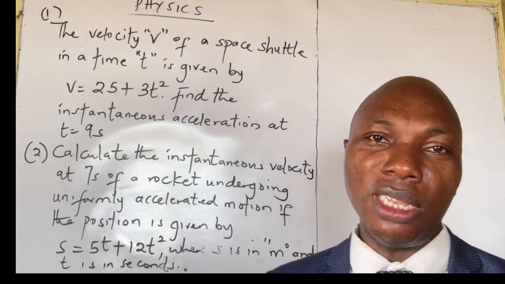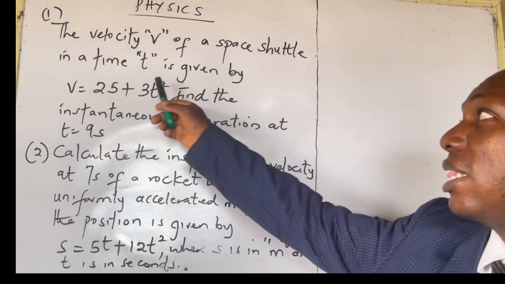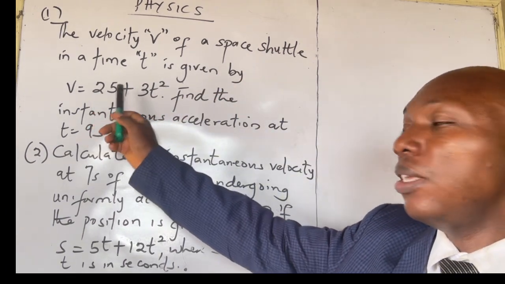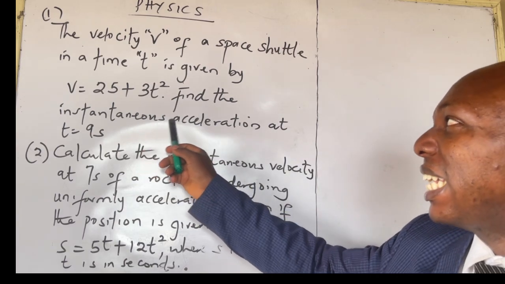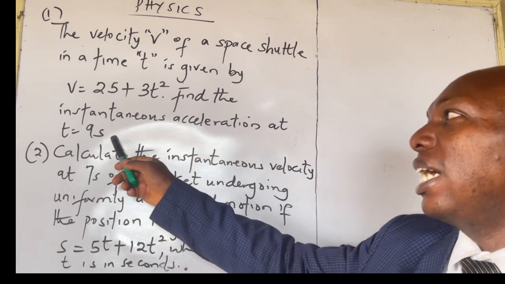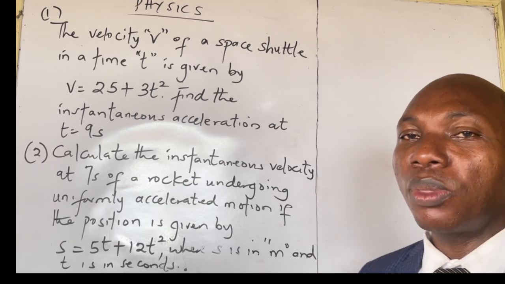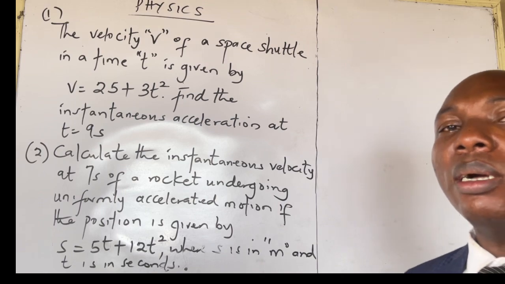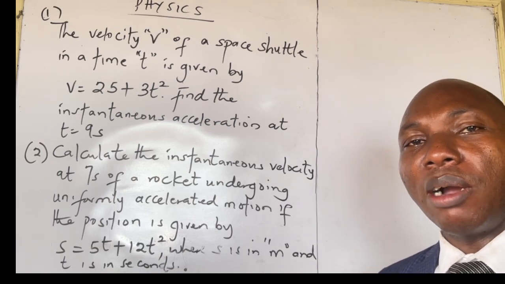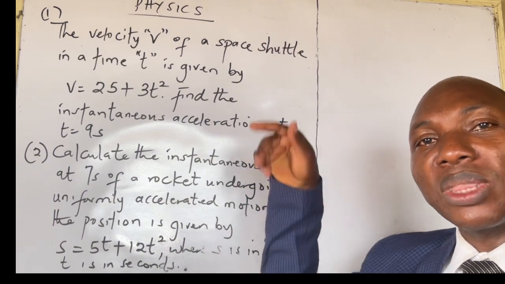Let's get started with this question. The velocity v of a space shuttle in a time t is given by v equals 25 plus 3t squared. Find the instantaneous acceleration at t equals 9 seconds. Let's solve this problem. Before you can solve this problem, there is a concept we call differential calculus, or differentiation. The application of differentiation in motion.